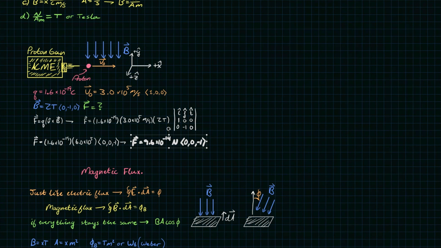which you can verify real quickly. If you have B pointing down and your velocity pointing this way, and you put your thumb in the velocity and your fingers pointing towards the field or aligned with the field, your other fingers will be able to point in the direction of negative z.